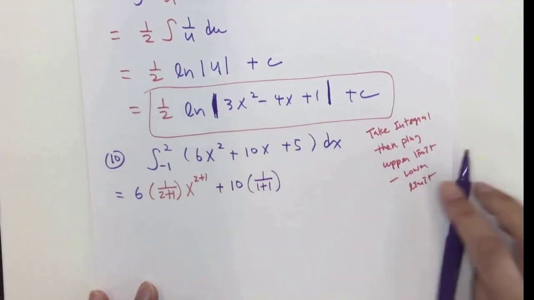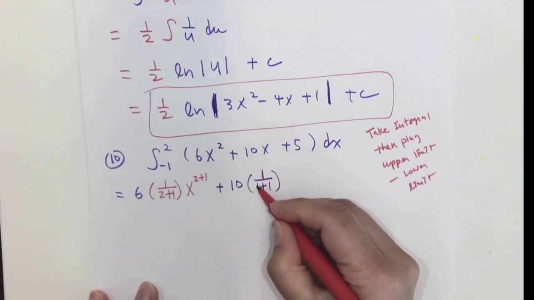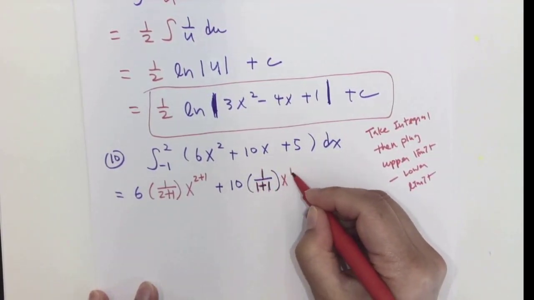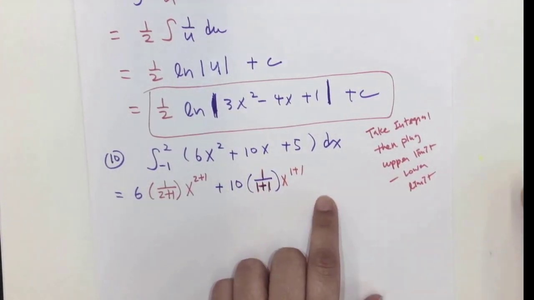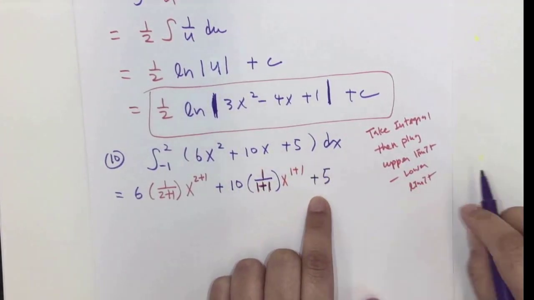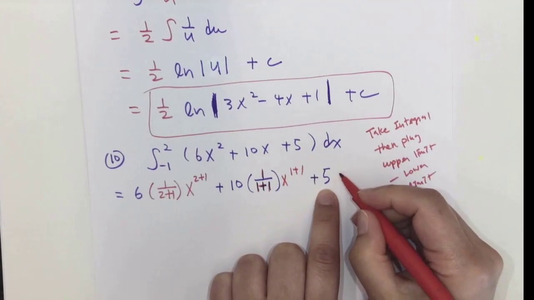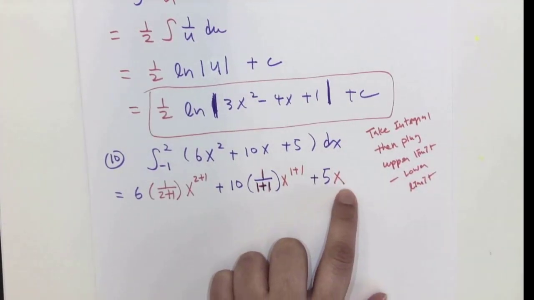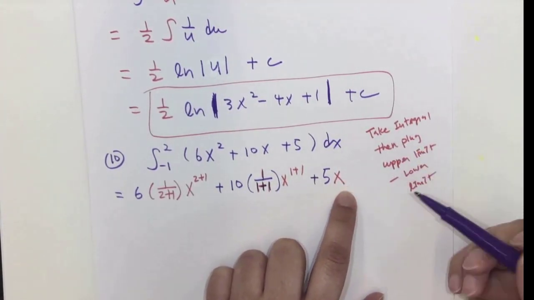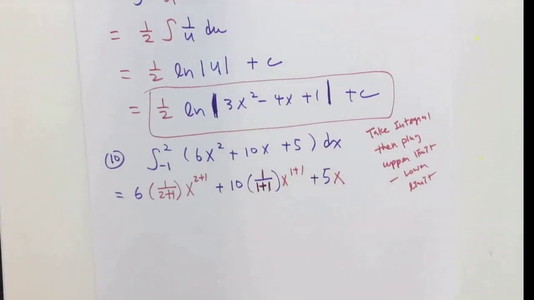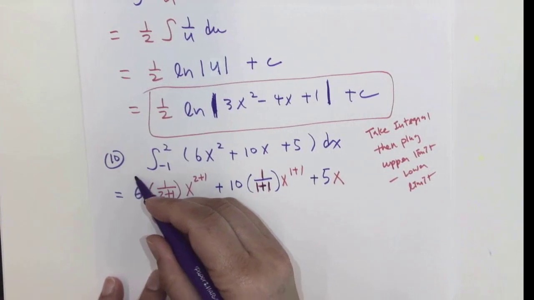1 plus 1, and then the x do the same thing, right? And then the 5 just need to do what? 5, stick an x there, that's it, okay? We can add a c, but because it's adding and subtracting, the c always gets canceled out for the definite integral. So if you don't want to mess with the c, that's fine.